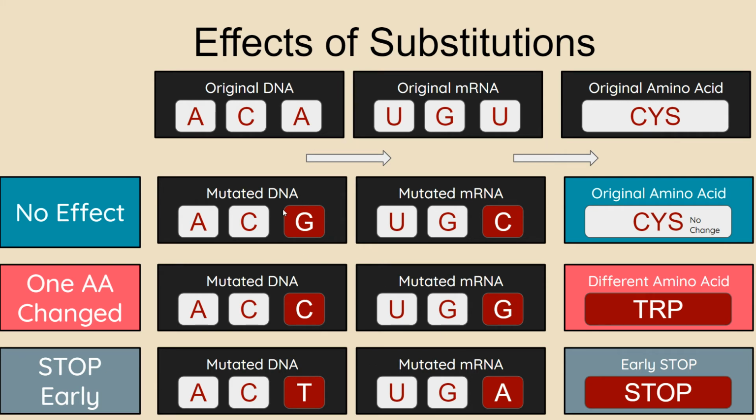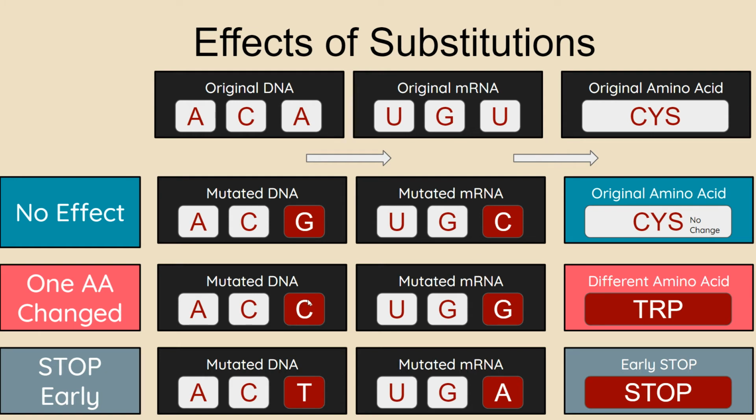Sometimes you can change a letter, like in this case, my original DNA was A, but I changed it to a G. But you can see when I went through protein synthesis, I still got the same amino acid because the majority of the time, substitutions make no difference. They have no effect on the outcome of the protein.